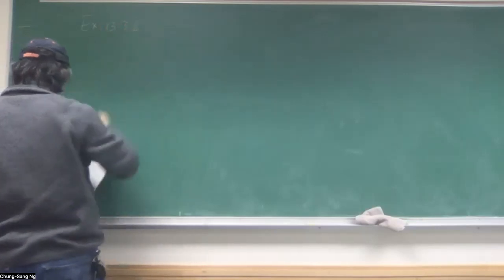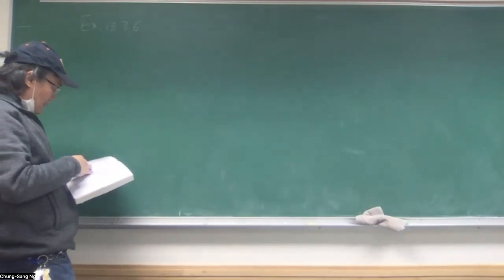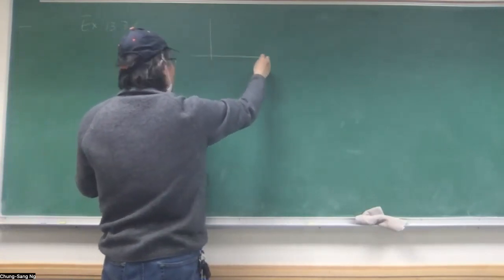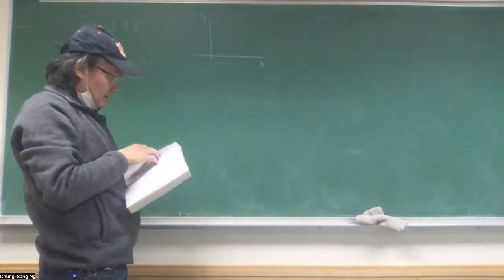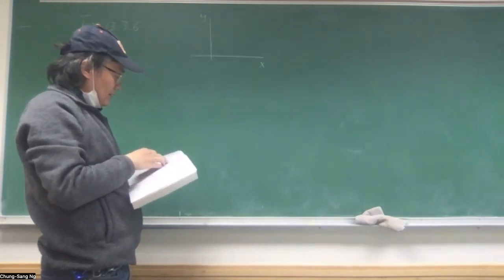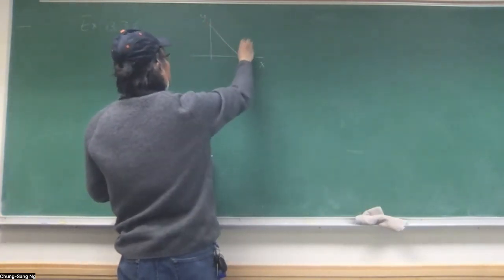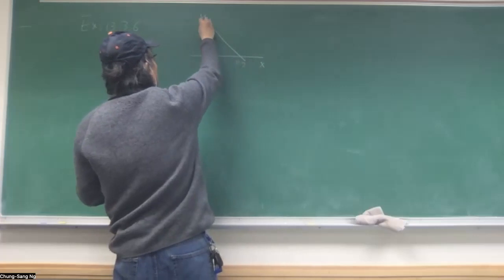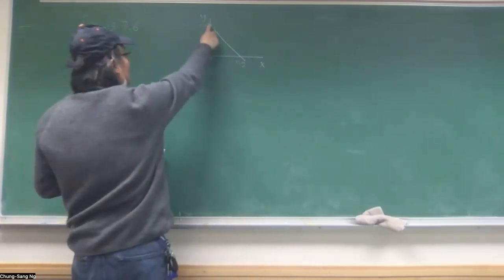3.6. You have this integral, but then the integral is over a triangle in X and Y. Right. And then the triangle is bounded by the positive X and Y axis and the line X plus Y equals 1. This is the line X plus Y equals 1. So this is (1, 0), and this is (0, 1). Right? So we are integrating over this area.